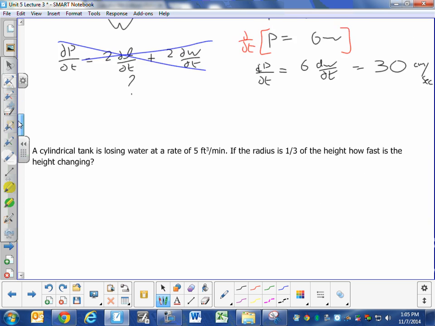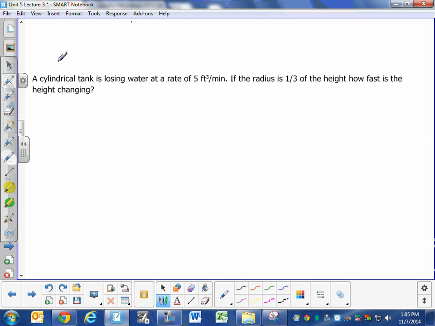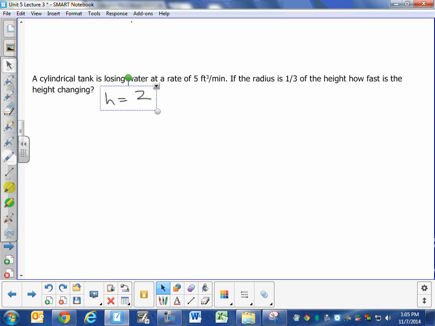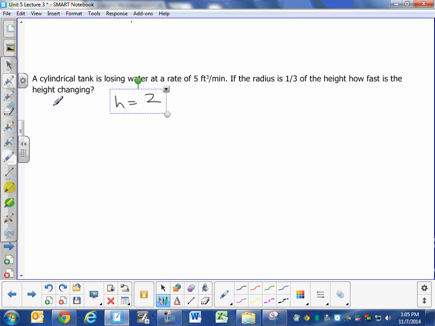Okay? Now, the next problem I'll do later. I'll tell you, you do not have enough information, so just say at h equals 2, or when h equals 2 at the end. And I'll do that problem later.